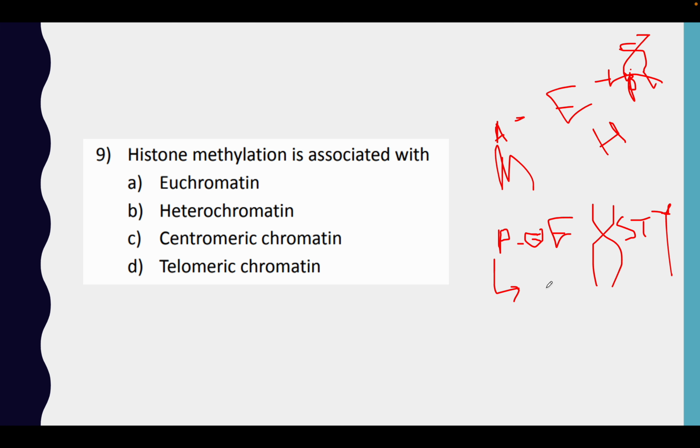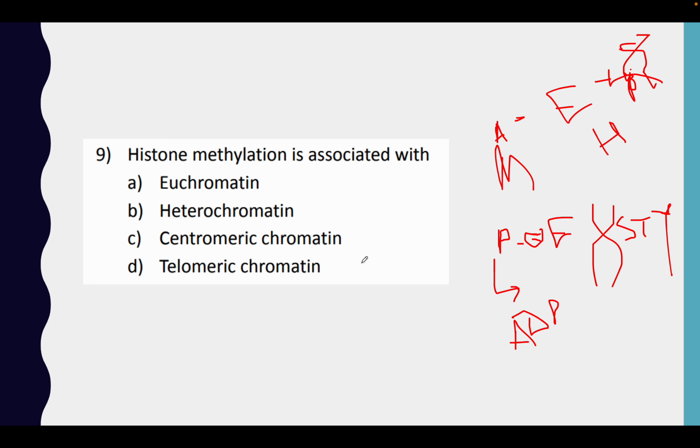Now, another method of regulation that incorporates a negative charge is ADP ribosylation. It can add one or more ADP ribose units to the histone and is involved in the DNA damage response pathway.